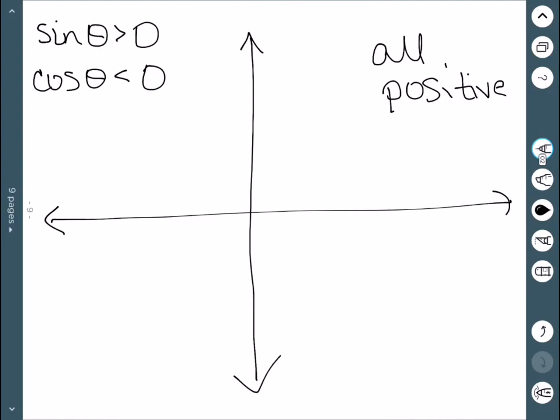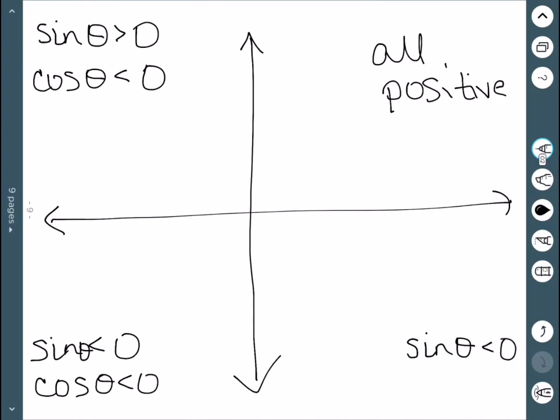In the third quadrant, since both x and y will be negative, we have that both sine and cosine will be negative. In my fourth quadrant, y is negative, which tells me that sine is going to be negative. But x is once again positive, so cosine will be positive. So now we can know when things are positive and when things are negative to help us determine what we're dealing with.